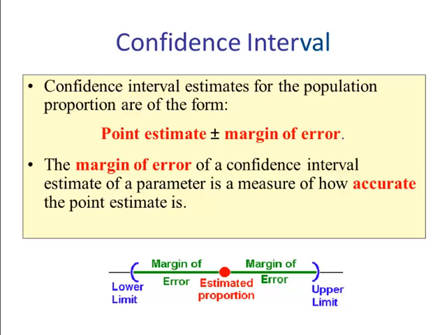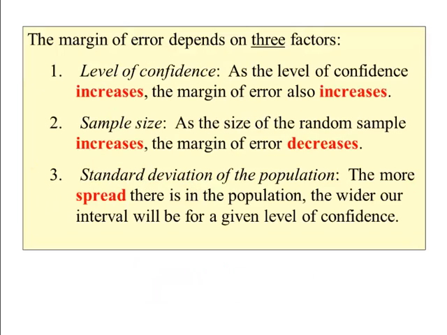So what can affect how big the margin of error is? Well, the margin of error depends upon three factors. Level of confidence is the first one. As the level of confidence increases, the margin of error also increases. The sample size. As the size of the random sample increases, the margin of error decreases. It gets smaller. And the standard deviation of the population. The more spread there is in the population, the wider our interval will be for a given level of confidence.